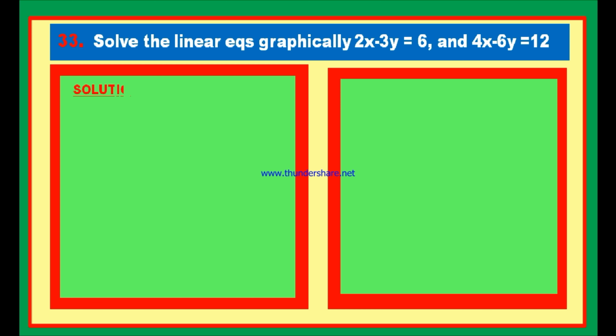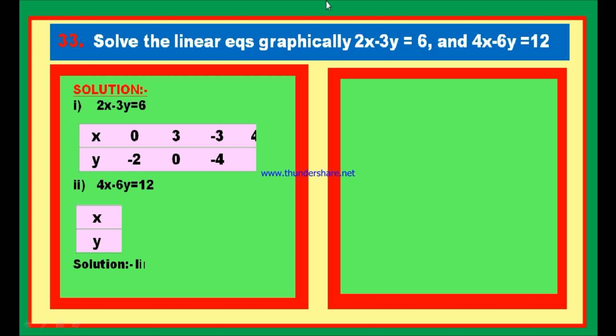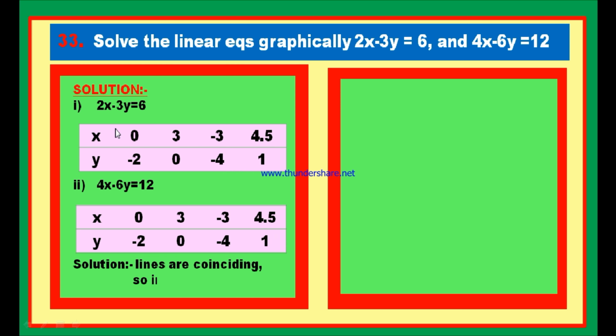Here is the solution. Now in order to solve this, first of all consider the first equation, a linear equation in 2 variables, that is 2x minus 3y is equal to 6. Now let us draw a table of x value and y value. Substitute x is equal to 0, so that 2x is 0, minus 3y is equal to 6 and y is equal to 6 by minus 3, which is equal to minus 2.